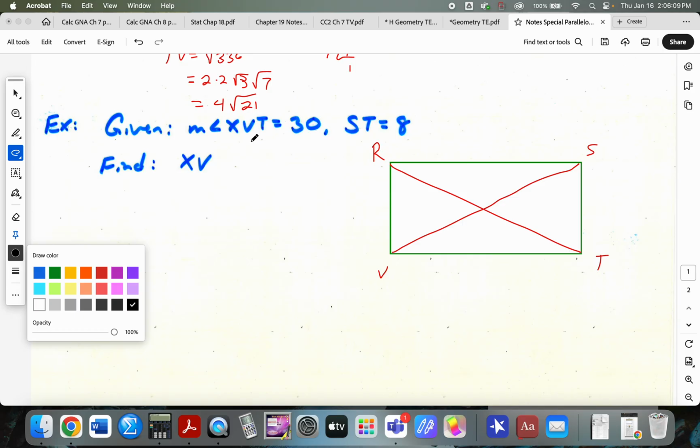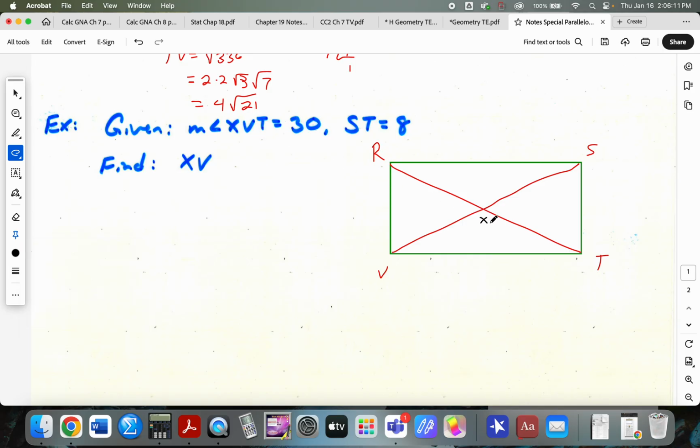So they give you the measure of XVT. Let's see, this is XVT is 30. That's this angle down here at the bottom. We know a whole bunch of other angles at this point already, or should. Let's not worry about it just yet. ST is 8, so what else do we know? Yeah, RV is 8. Again, we're looking for XV, but XV is part of an isosceles triangle. It's not part of a right triangle.